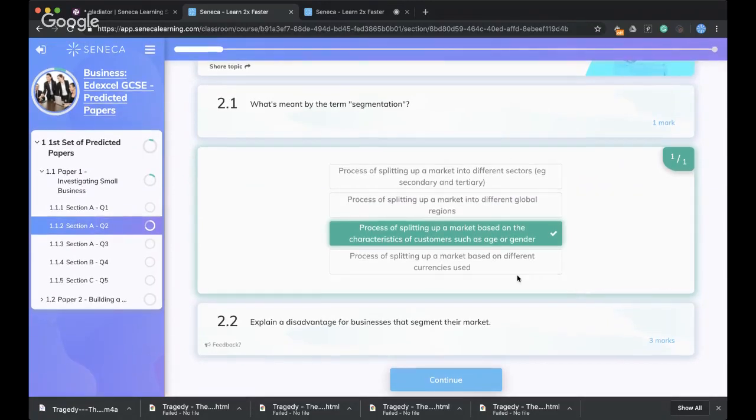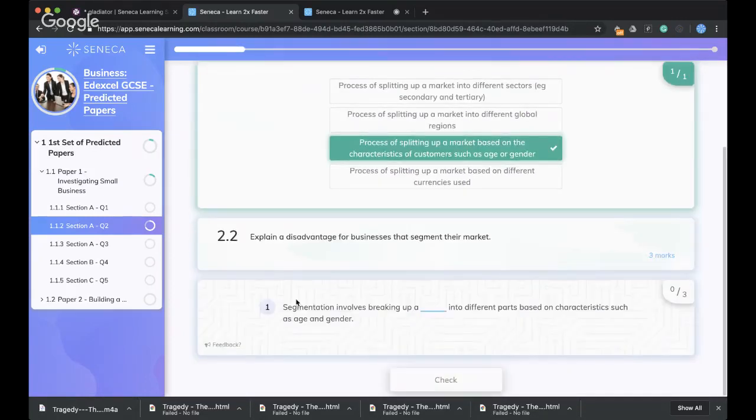So explain a disadvantage for businesses that segment their market. Again, we're gonna have three markers. So we've got our point, we've got our link, and then we have our therefore. Yes, thank you, Ryan. Good knowledge. Right, so disadvantages of segmenting a market.